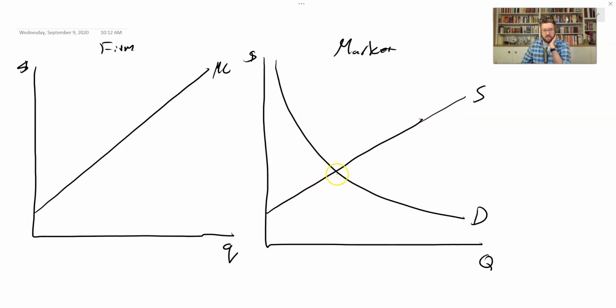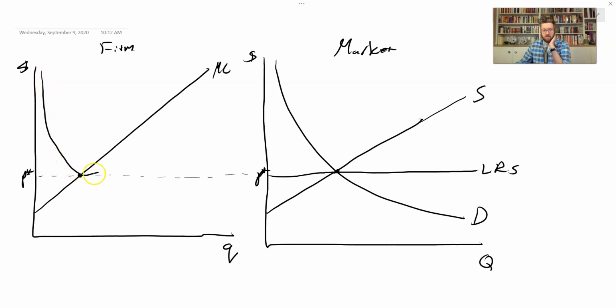And for simplicity, this time I'm going to assume we start at the long run equilibrium. So I'm going to make long run supply go right through here. And so this is an economy that is in its long run equilibrium. And what that means is that I need to make sure that I draw my average cost so that it crosses marginal cost at its own minimum right at this point. That's the best I can get.